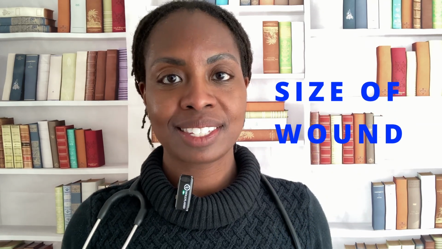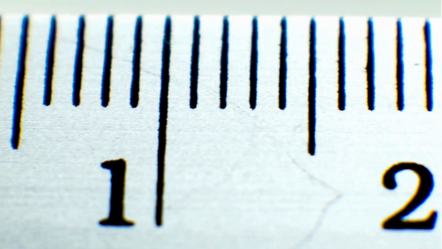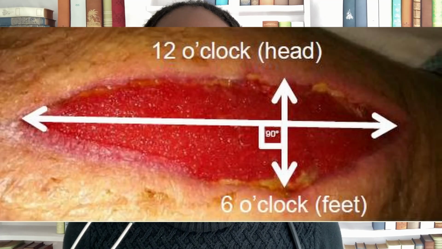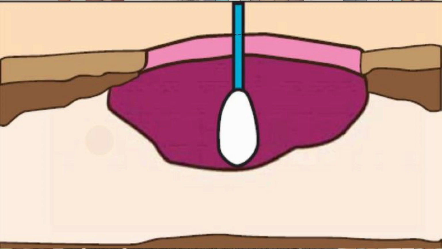Then there's size. This isn't just about eyeballing, it's about measuring it accurately. Use a sterile ruler to measure the length, width, and depth of the wound. Always measure in centimeters. The length is head to toe at the longest point, and the width is side to side at the widest point, perpendicular to the length. Find the deepest point of the wound and measure straight down.